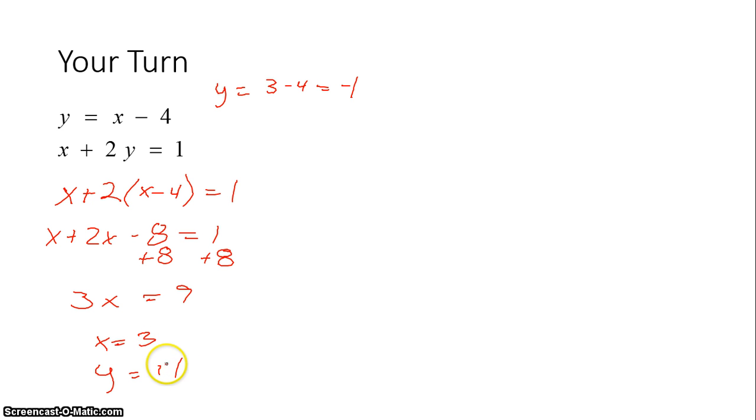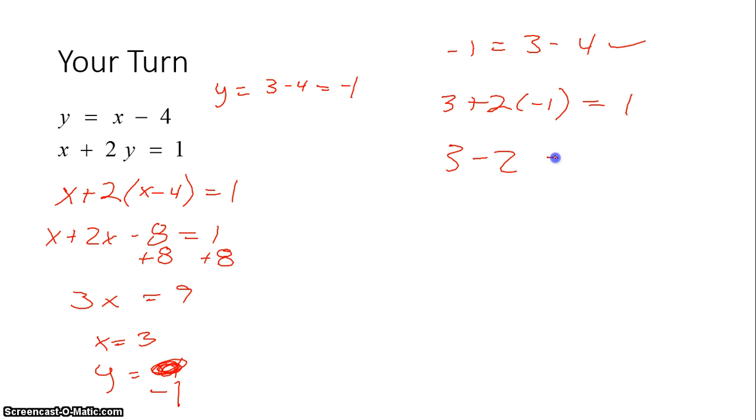Alright, and then we have to plug in and check. -1 equals 3 minus 4. Check. And then 3 plus 2 times -1 should equal 1. That would be 3 minus 2. Check. That works. So that is solving systems of equations by the substitution method. You solve for one variable, get everything else on the other side, plug that in for the variable that you solved for, and repeat with the other variable.